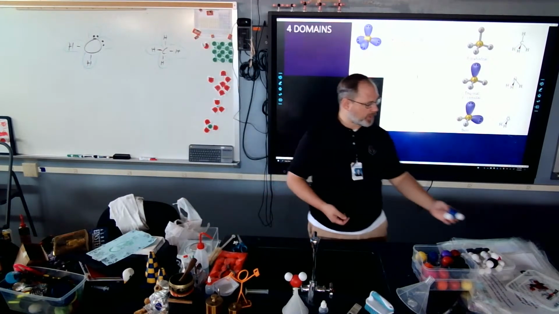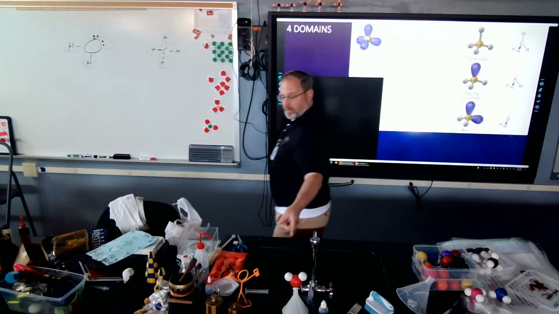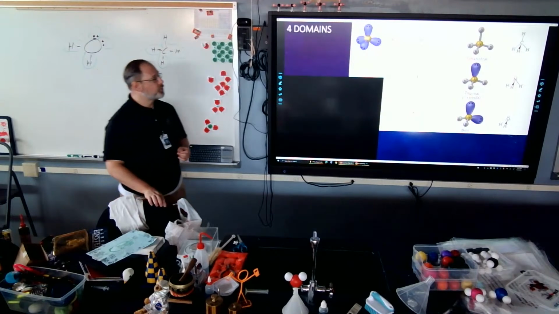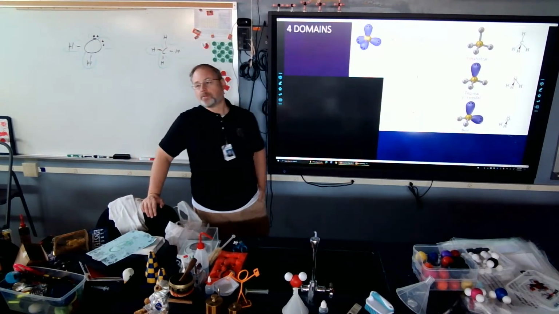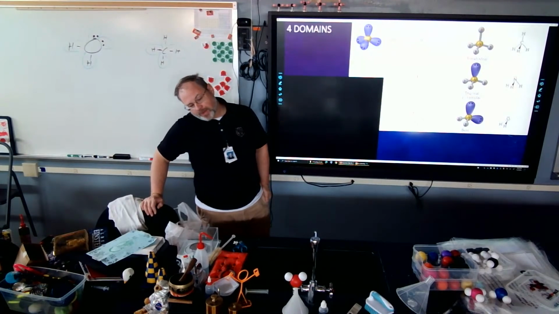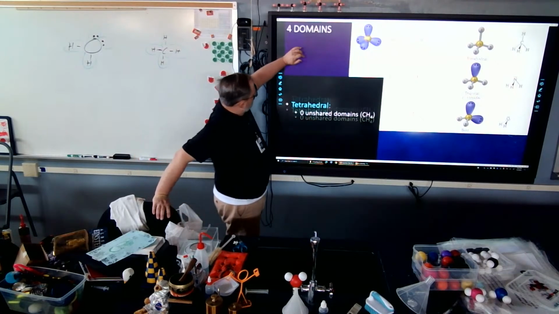And then once again, water has 4 domains. 2 of them are unshared and 2 of them are bonding. So if you have 2 of 4, you're bent. If 2 of your 4 domains are bonding, you have a bent geometry.